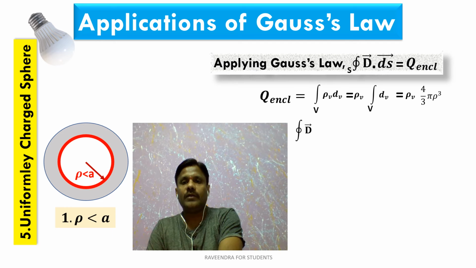Then coming to the left hand side, closed integral over S D bar dot dS bar should be considered as D_rho along the rho direction into what is remaining, closed integral over S dS bar. Here also we won't evaluate this closed integral over S dS bar, so it can be considered as D_rho into, in place of closed integral over S dS bar, what will we consider? The surface area of the sphere having the radius of rho, so that is given by 4 pi rho square.